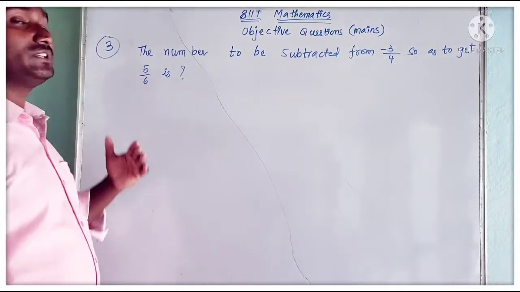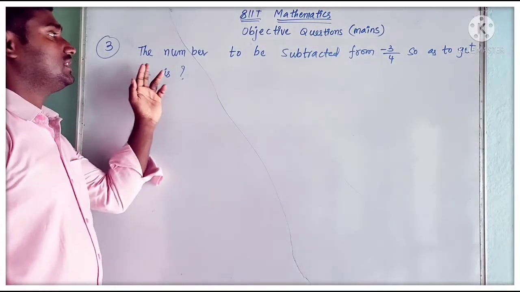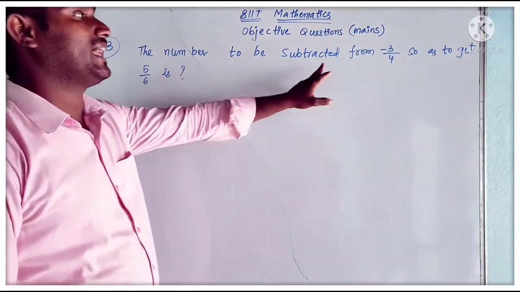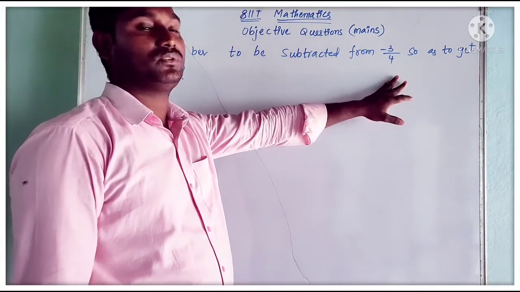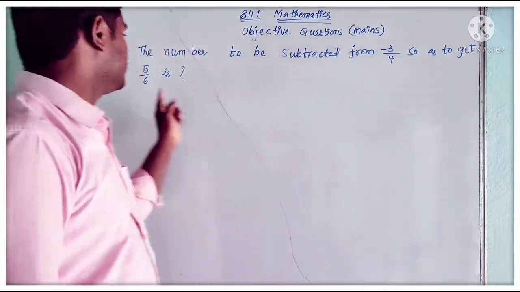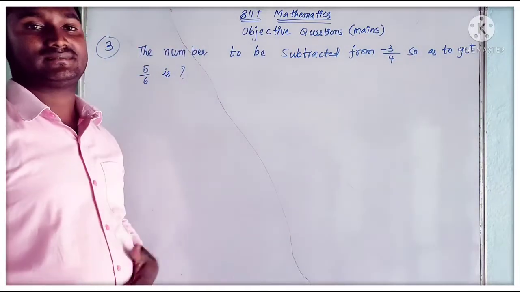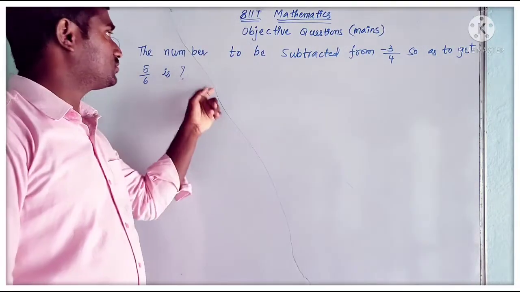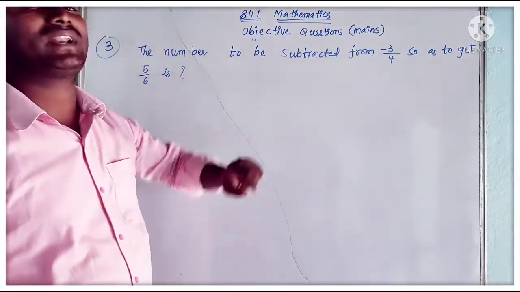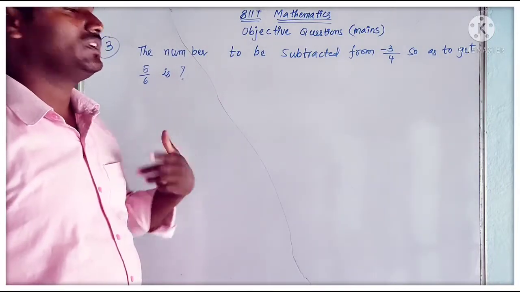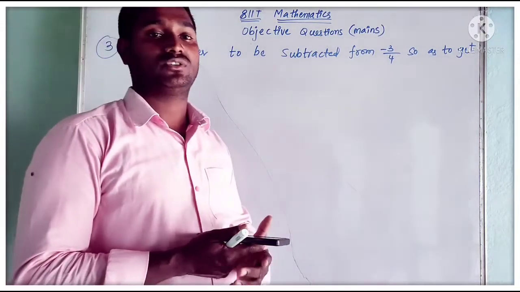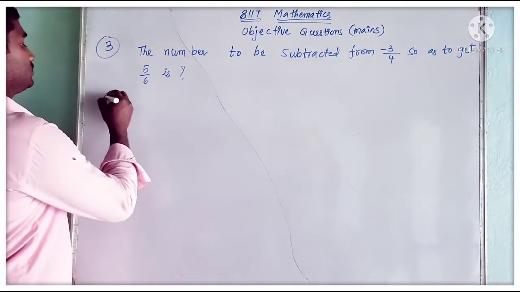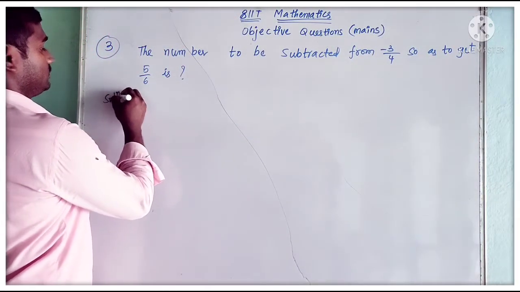Now I am going to discuss the third question. The number to be subtracted from minus 3 by 4 so as to get 5 by 6 is. In the previous question, the number was to be added; in this question, the number is to be subtracted. So that number we don't know. The same process we followed there, we follow here also. So second solution I am writing. We don't know that number.